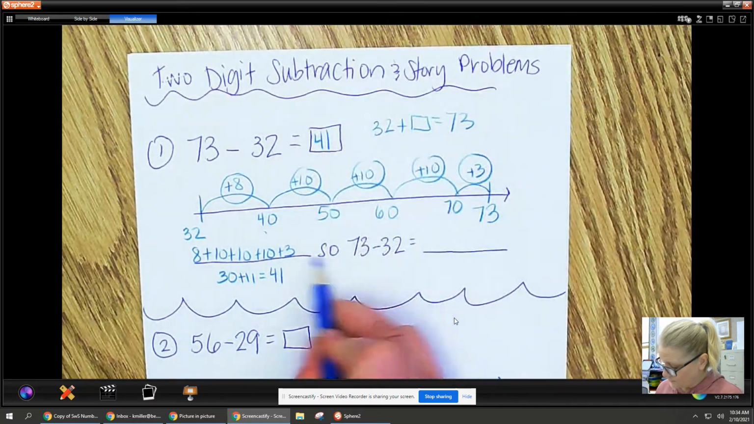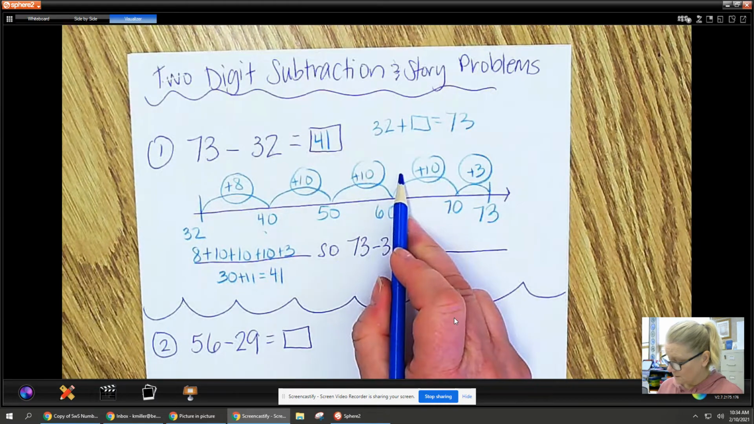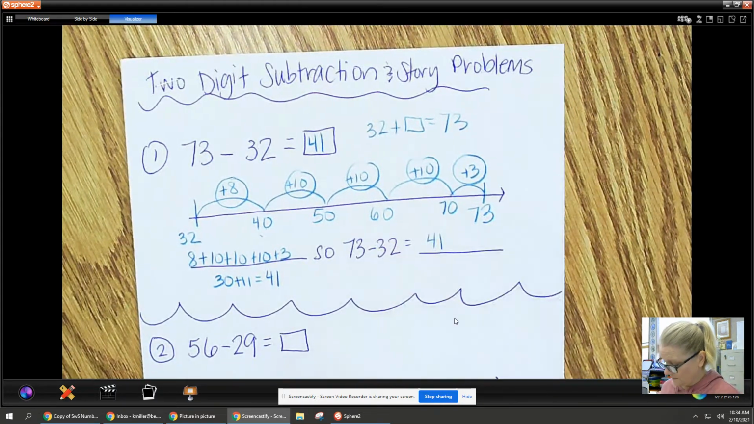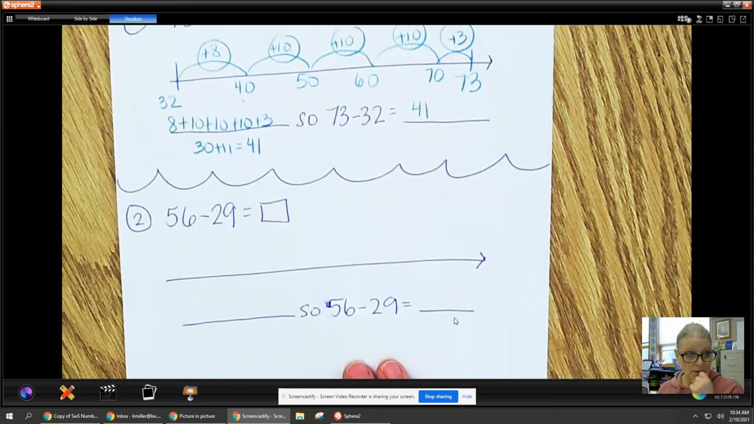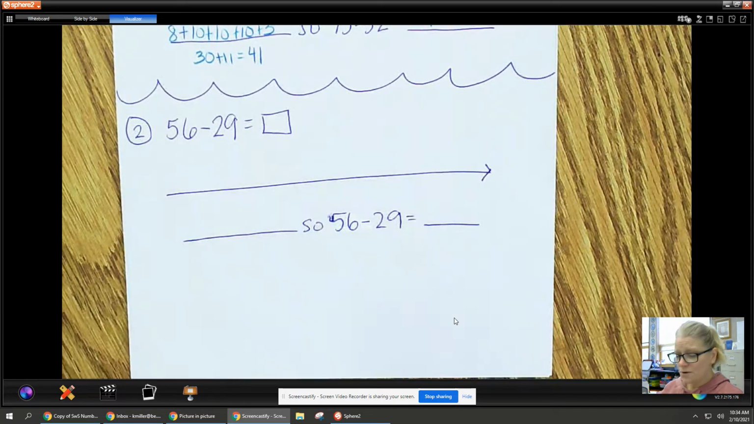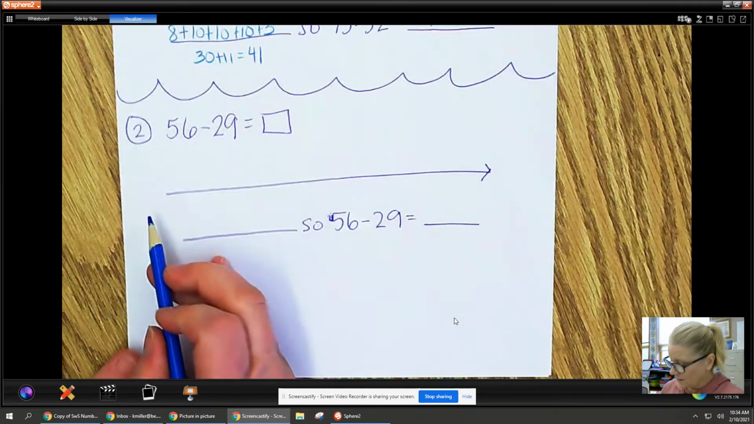And so therefore, I can use these jumps, flipping it around for an addition problem. It's still the answer 41. So we'll practice this one more time with a different equation down here. Again, we have two numbers that we want to subtract. We'll be using the chunking strategy for subtraction later on in ones and tens. But right now, again, we're going to use the number line.